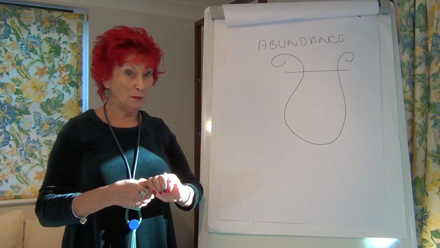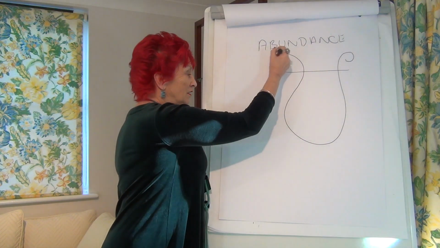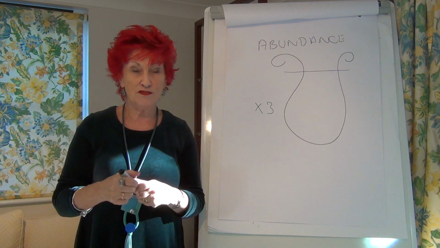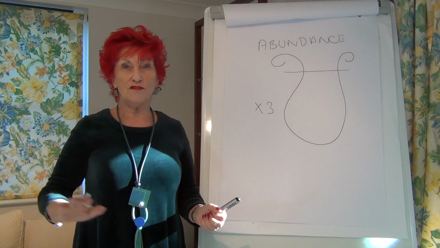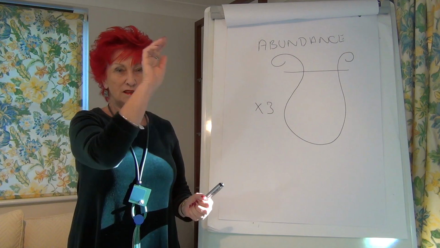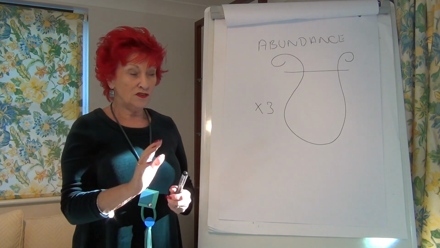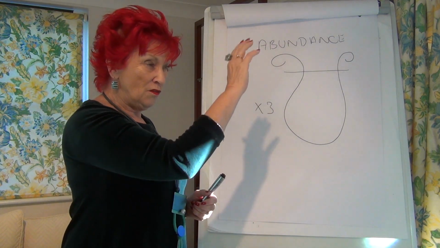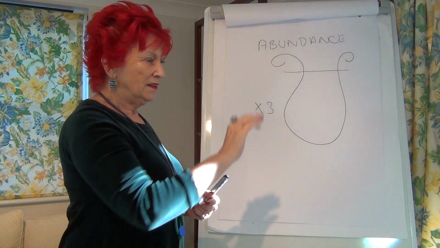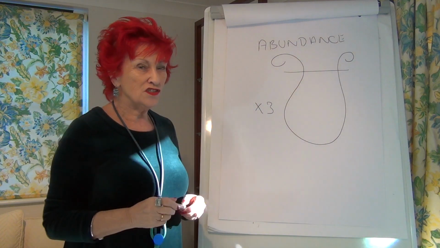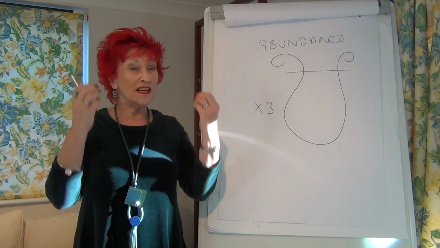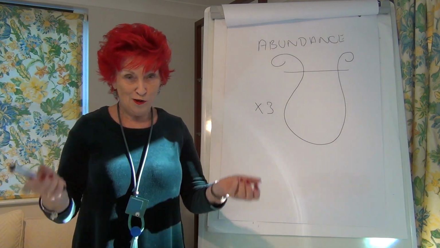Then draw this symbol three times, and if you're drawing it for yourself, you draw it in front of yourself three times. If you're drawing it for somebody else, you draw it over them. You'll hold the intention. You say, I call in the energies of abundance now, right now, right now.